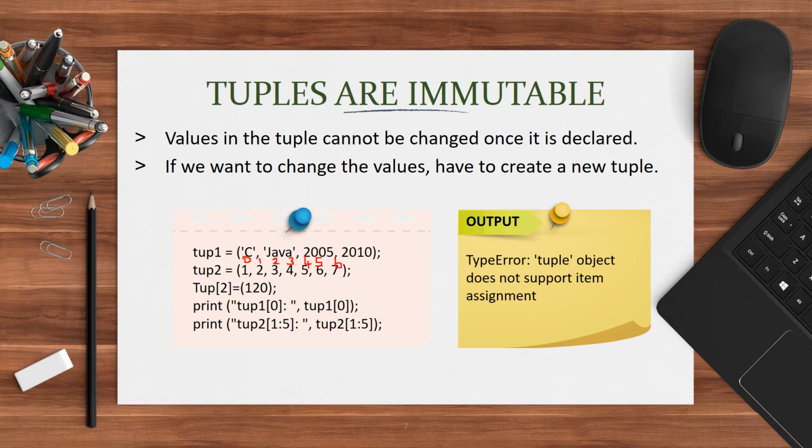See, what is the value at index 2? The value will be 3. So instead of 3, I am going to put here 120. So what it will show is, as I already said, we cannot update or delete items in the tuple once it is created. So it shows an error: tuple object does not support item assignment. That is why the tuples are immutable.